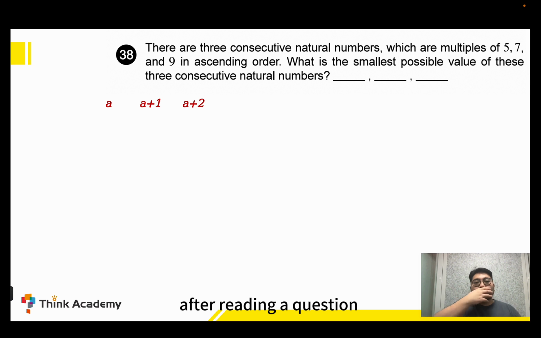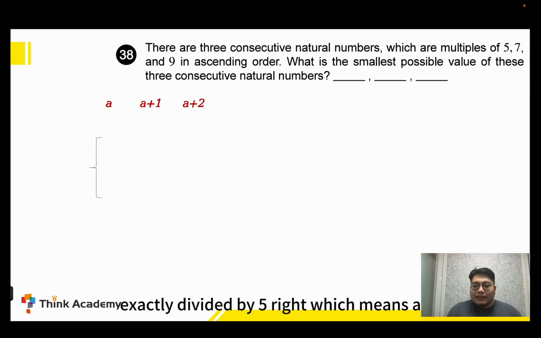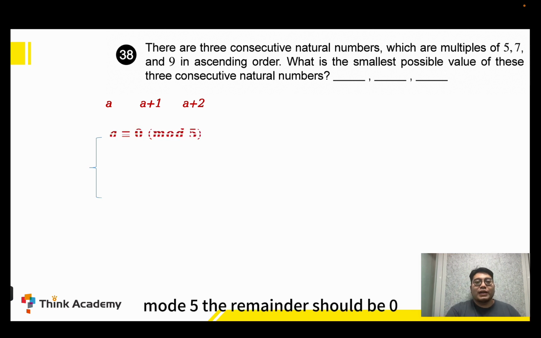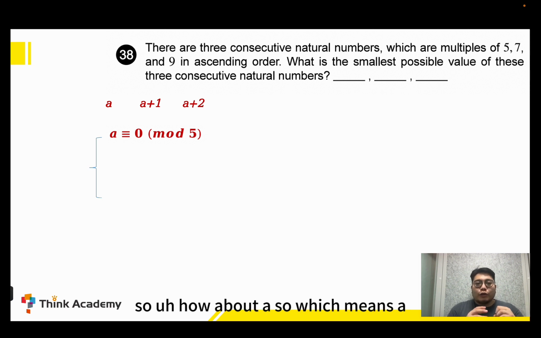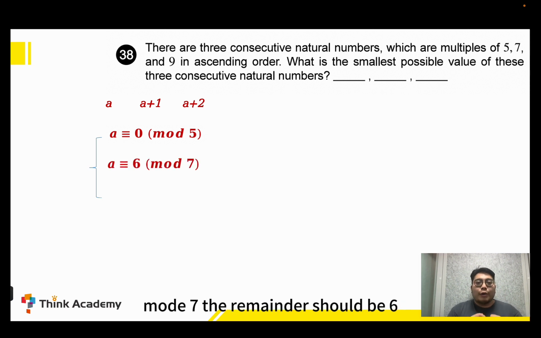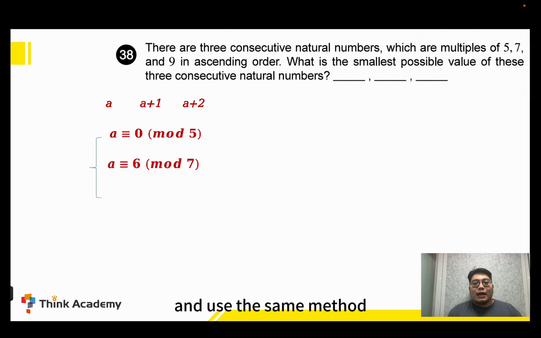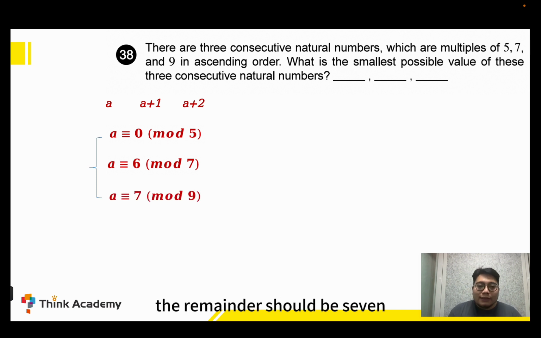After reading the question, we know a should be exactly divisible by 5, which means a mod 5, the remainder should be 0. Now let's look at a plus 1, which means a plus 1 mod 7, the remainder is 0. So for a, a mod 7, the remainder should be 6. Using the same method, we find a mod 9, the remainder should be 7.